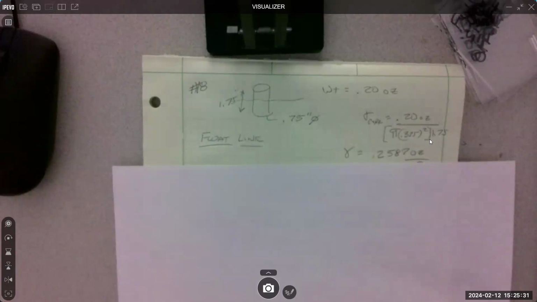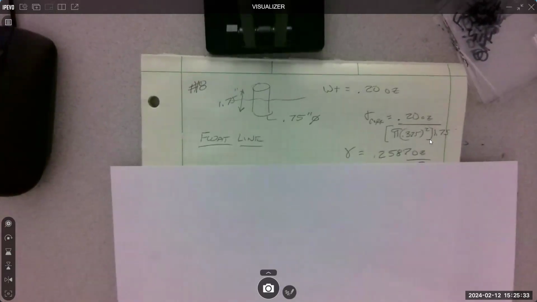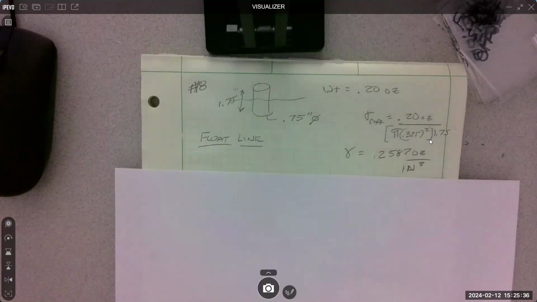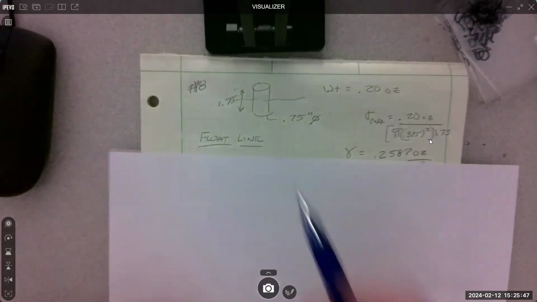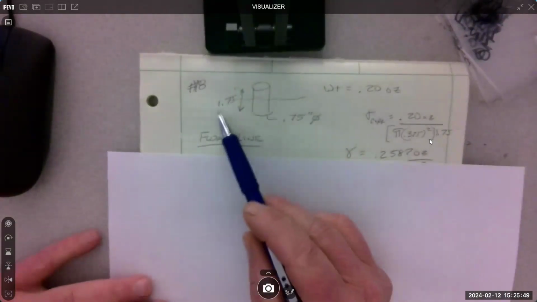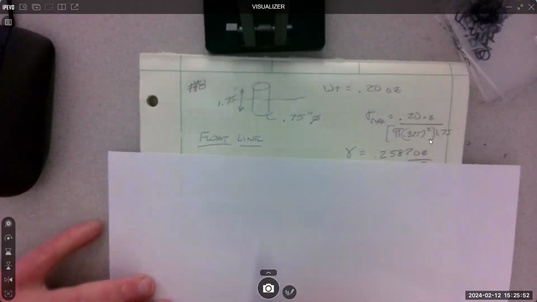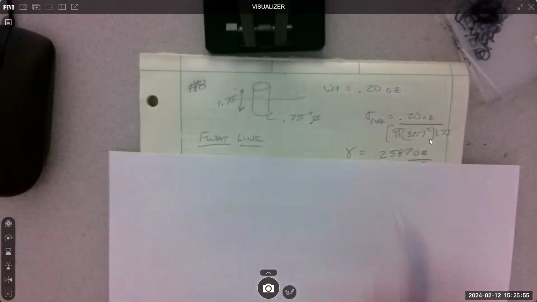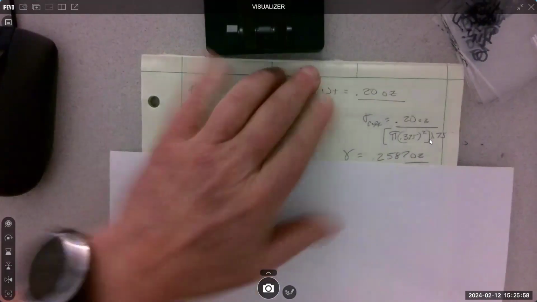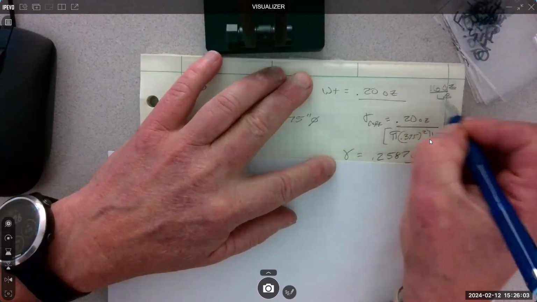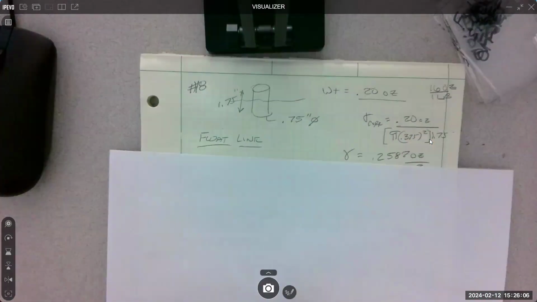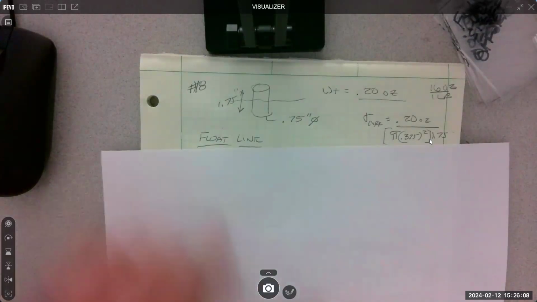Right, we have this cork and its geometric shape. Its geometric shape was 0.75 diameter, 1.75 tall, and this is the position I said to put it in. Its weight was 0.2 ounces. So we know that there's 16 ounces per pound, or 1 pound. So we may need to convert that. We want to find the float line.